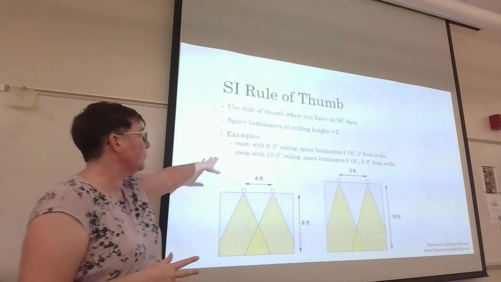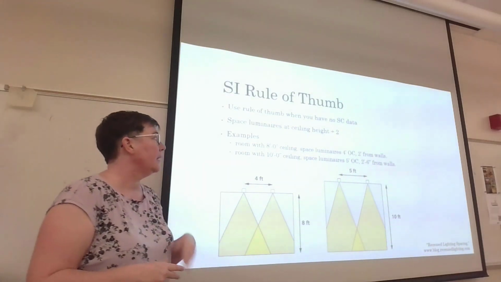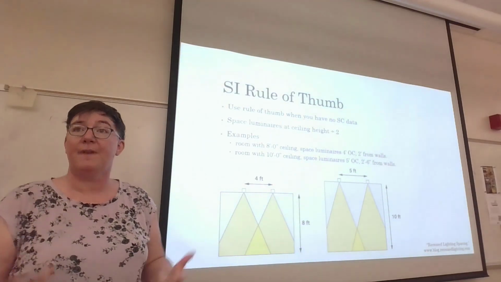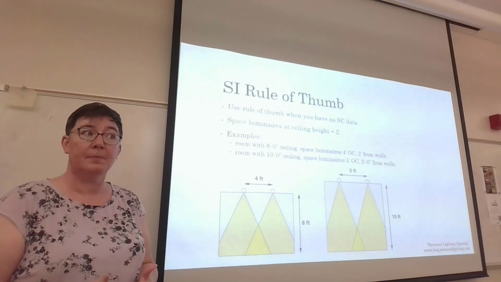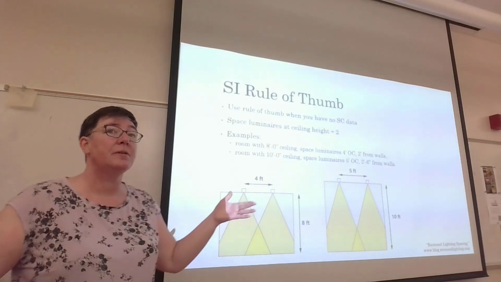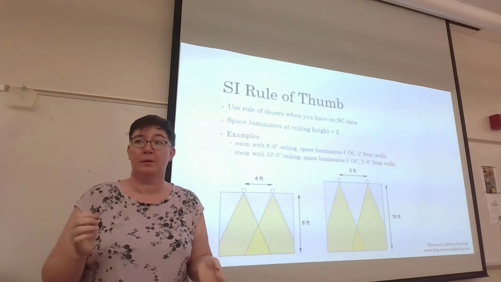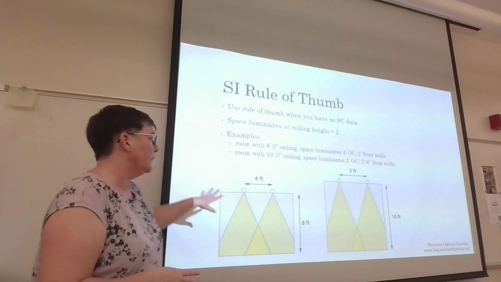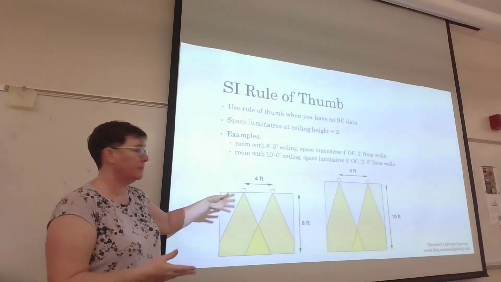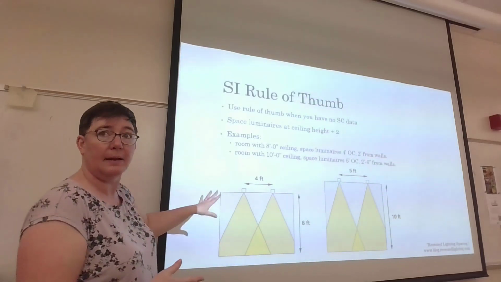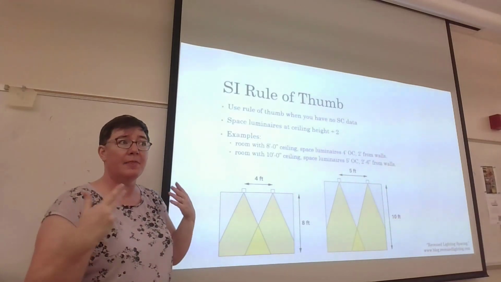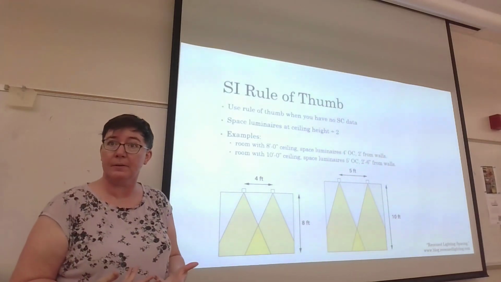As another example, if your room has 10-foot ceilings, you're going to space the luminaires roughly 10 divided by 2 is 5 feet on center. Right? And make sure that they're about 2.5 feet from the walls. Right? Half that spacing. So let's look at these little diagrammy things. Okay, these little illustrations.